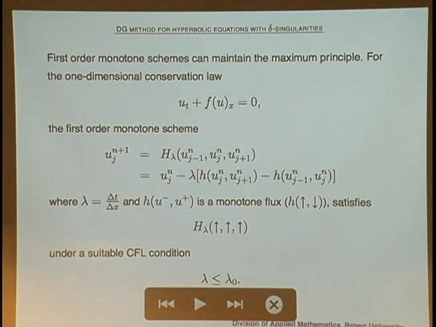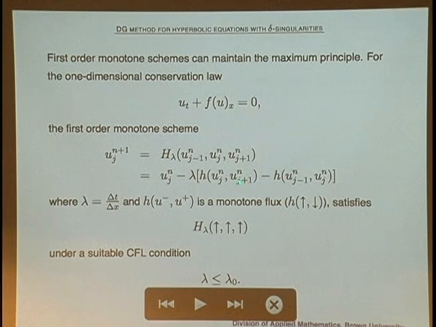Why does it satisfy Maxwell's principle? Well, for a first order scheme, it's very easy to see. If h is increasing in the first argument and decreasing in the second, then capital H, for example, if you look at the capital H related to this argument, small h is increasing here. The coefficient in front is positive, so capital H is increasing in this argument. Capital H is also increasing in this argument because this argument appears only here.